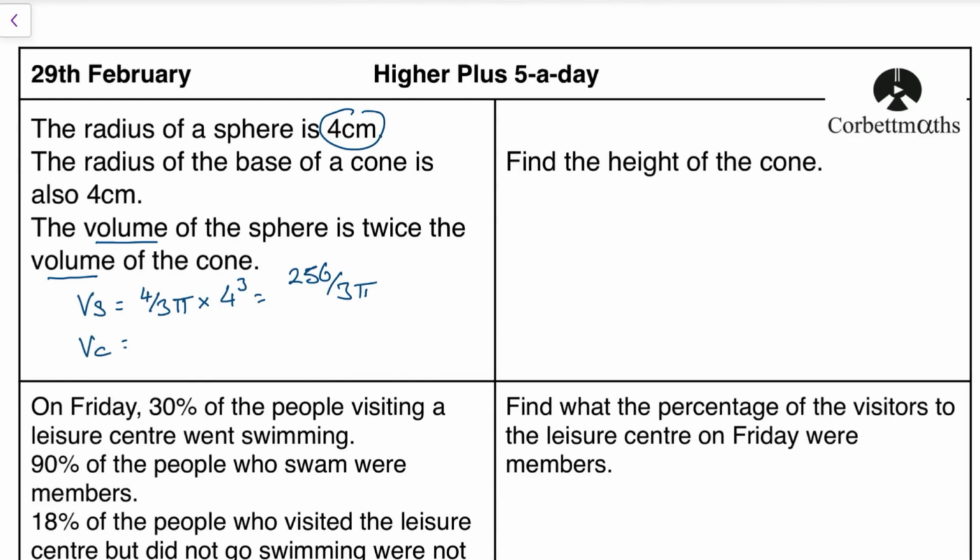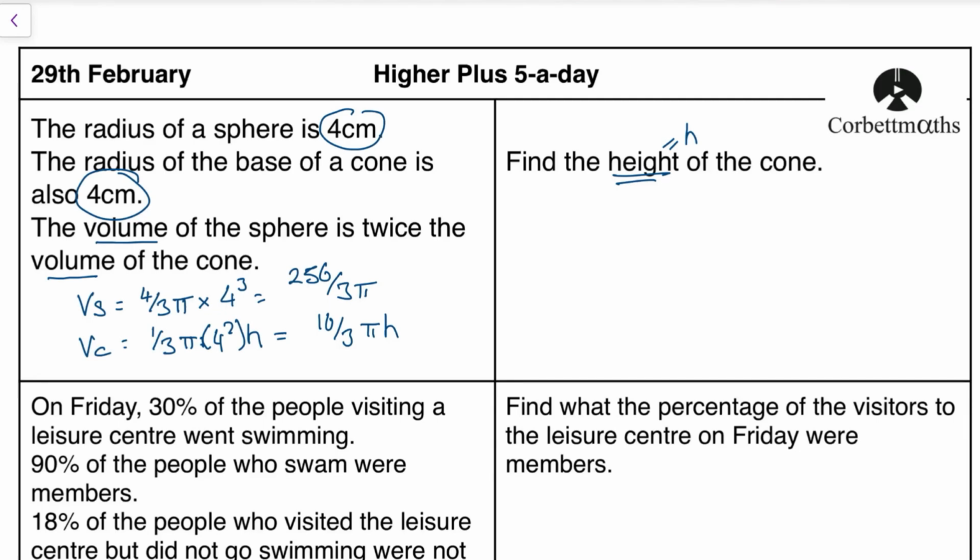Next part, volume of a cone. Again, maybe on your formula sheets, may not, but either way, it's worthwhile making sure you know them anyway, just so you don't have to mess around trying to find them out. So volume of a cone is 1/3 pi r squared, which again is 4 squared, because it tells you the radius of the cone is 4. And then I'm multiplying that by the h that I don't know. So my height of my cone, I'm going to say is h. And let's tidy this up. So that's going to be 16 over 3 pi times h.